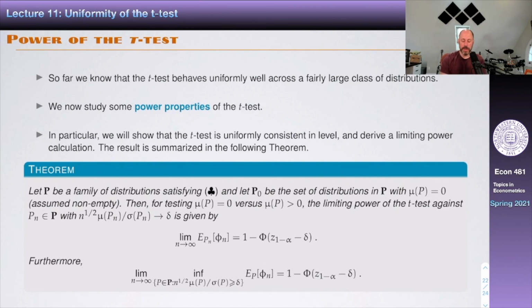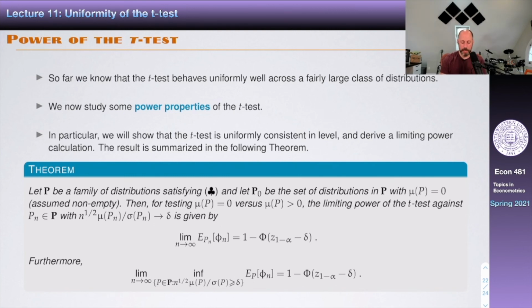So far we know that the t-test behaves uniformly well across a fairly large class of distributions. We now study some power properties of the t-test. In particular, we will show that the t-test is uniformly consistent in level and derive a limiting power calculation. The result is summarized in the following theorem.